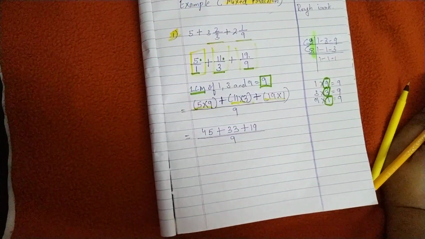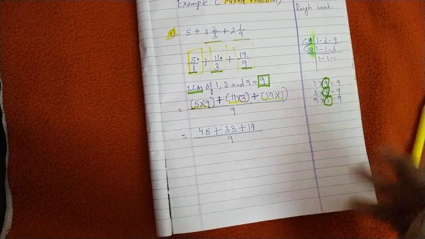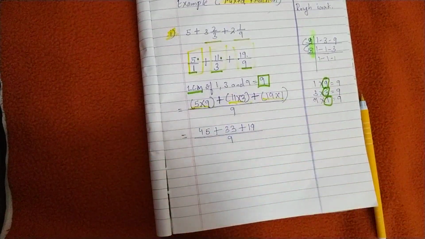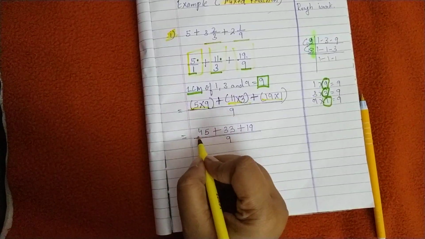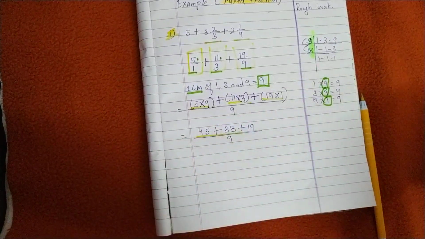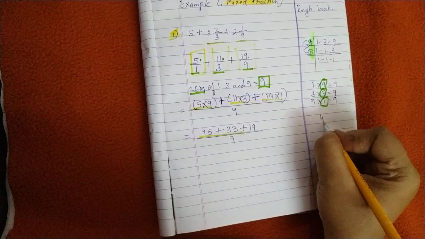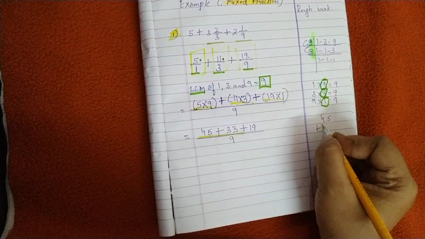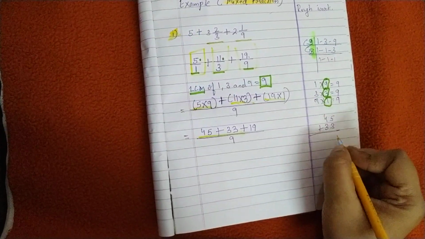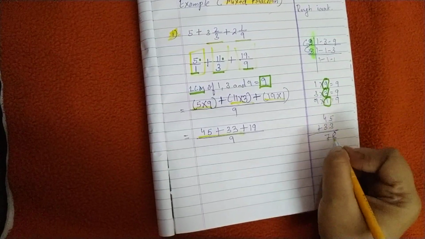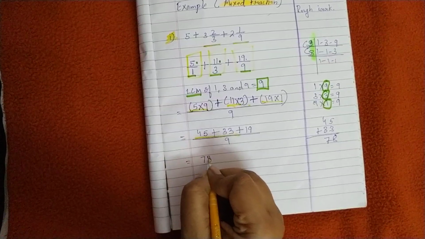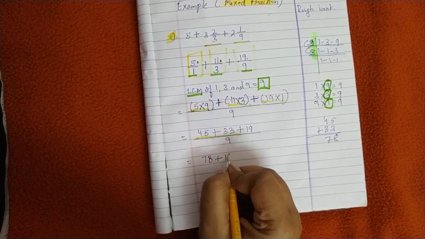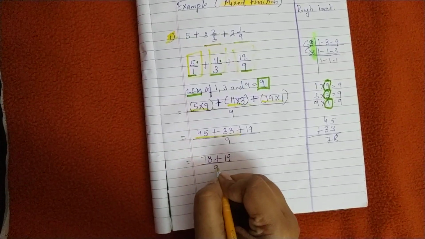Now this much is clear, children. Now what you have to do, see again, I can add all three numbers together, but I can add step by step. First I will be adding these two. What is this? 45 plus 33. 5 plus 3, 8, 4 plus 3, 7. So what will be here, children? 78 plus 19 upon 9.